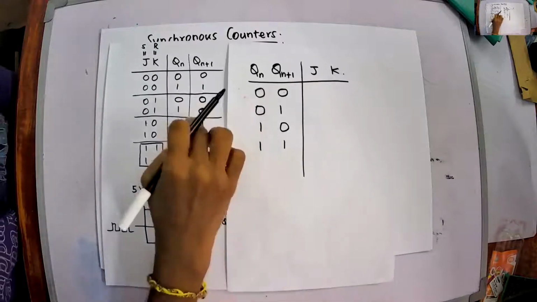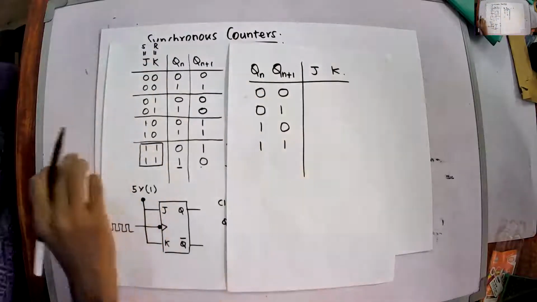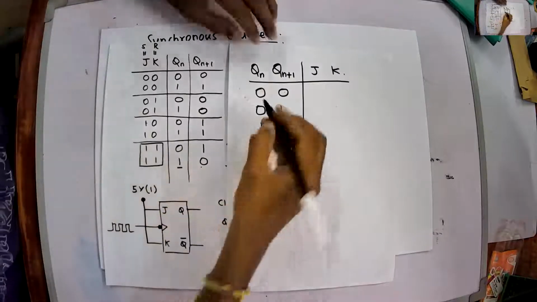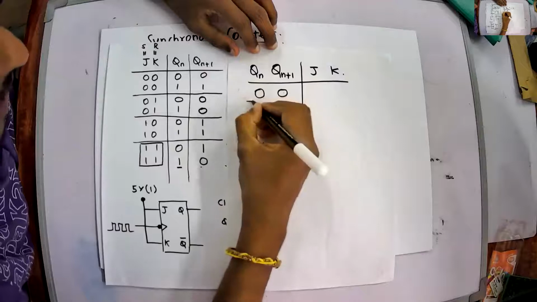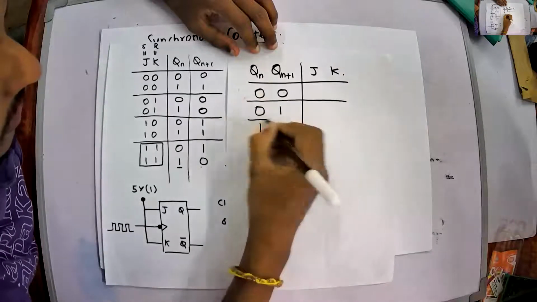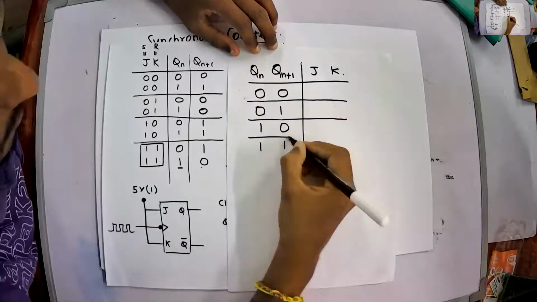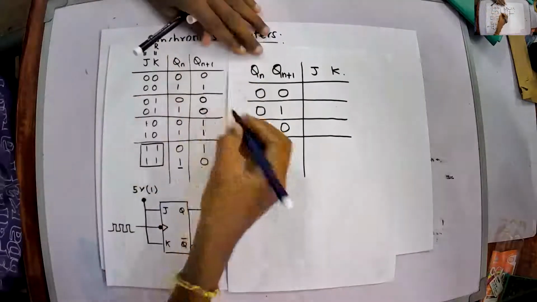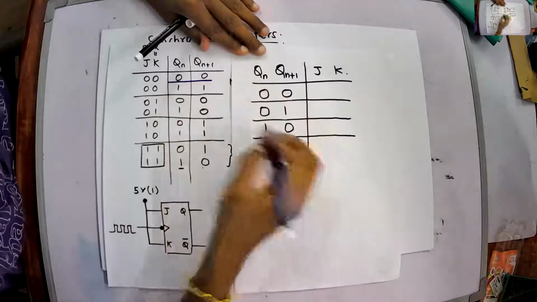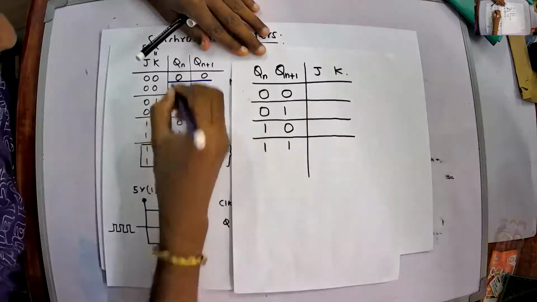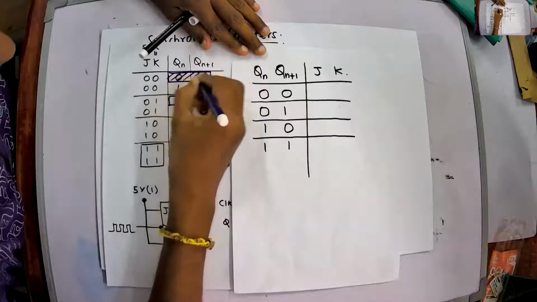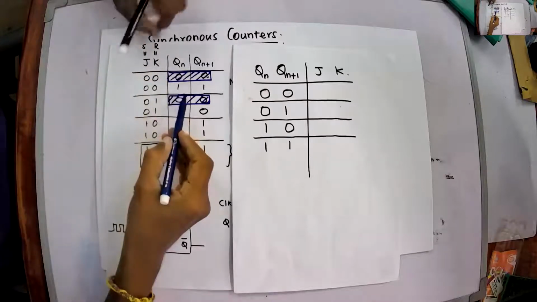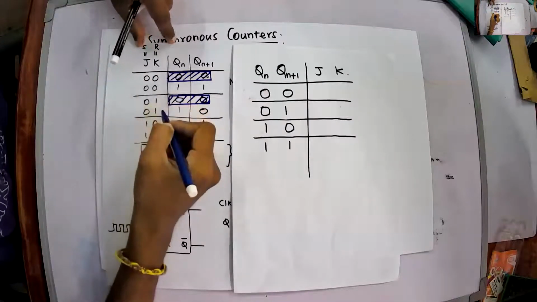Now, from this table, we can extract the excitation table. For example, look here. We have Qn and Qn plus 1, both are 0, for the first one. At these two conditions, Qn and Qn plus 1 are both 0. So under those conditions, what is your J and what is your K?